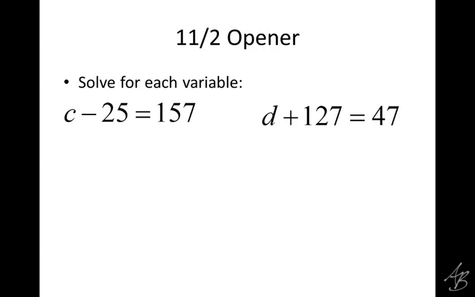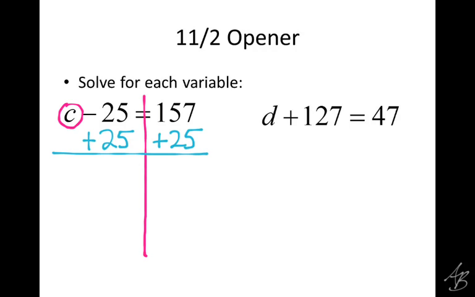All right, next one, we want to get the c by itself. So we're going to circle that. We'll draw our line of equality. And we need to get rid of that 25 to get c by itself. So how do I get rid of this 25? Yeah, so this is subtraction. The opposite of subtraction is addition. So we're going to add 25. And we add 25. Got to do it on both sides.